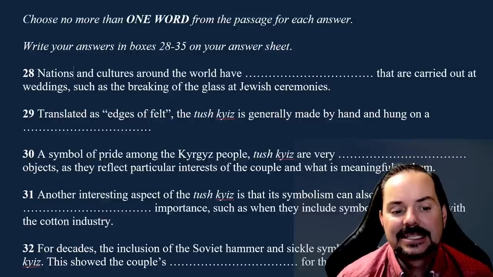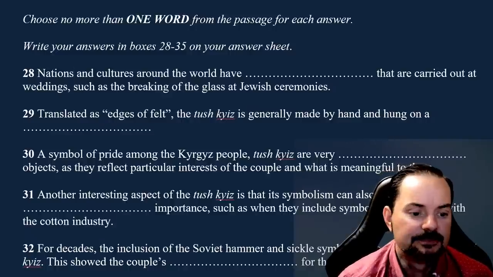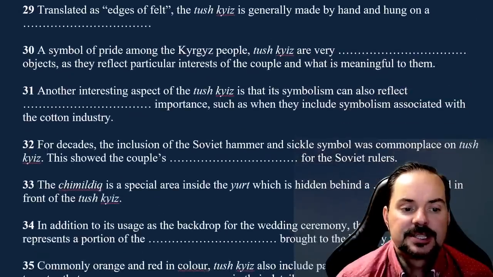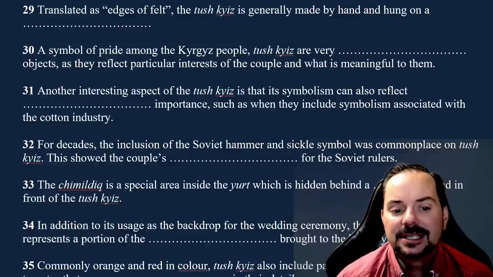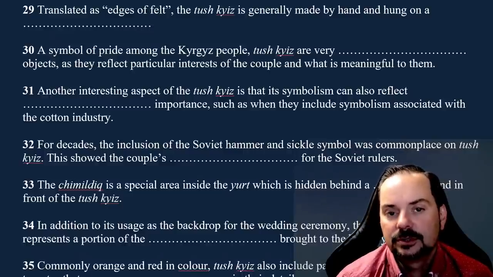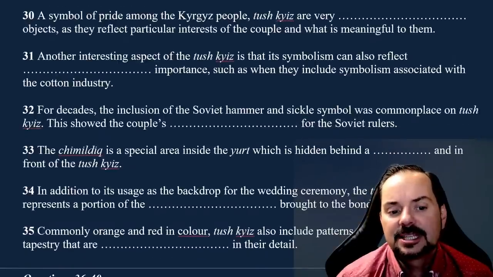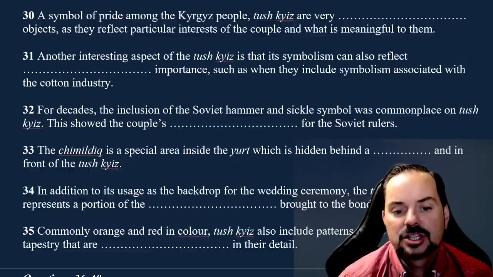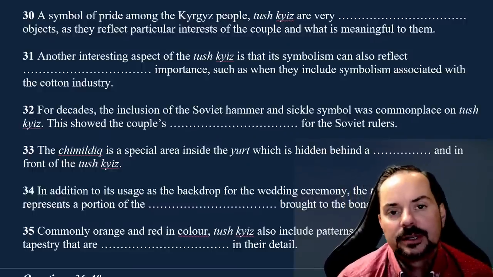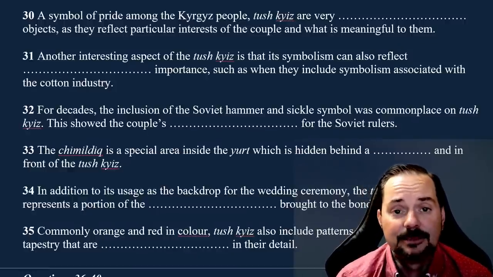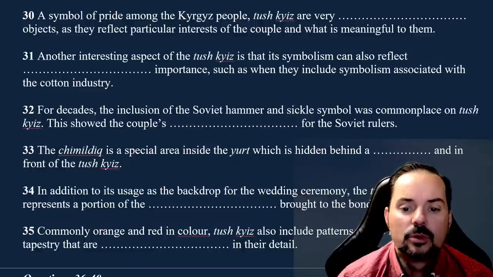29. Translated as edges of felt, the tushkits is generally made by hand and hung on a something. Number 30. A symbol of pride among the Kyrgyz people. Tushkits are very something objects as they reflect particular interests of the couple and what is meaningful to them. Another interesting aspect of the Tushkits is that its symbolism can also reflect something important, such as when they include symbolism associated with the cotton industry. Okay, so obviously we're dealing with an object that is used to symbolize important parts of life. Okay, we'll learn more about it.